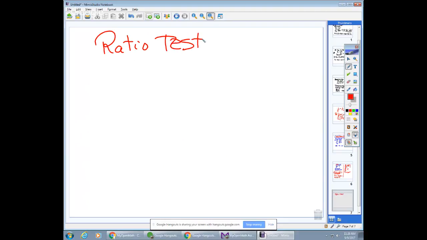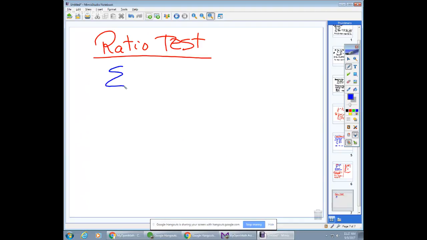My favorite test ever. So what the ratio test says is, it turns out you can compare a series to itself instead of comparing it to another series. And what you do is, get the order right.